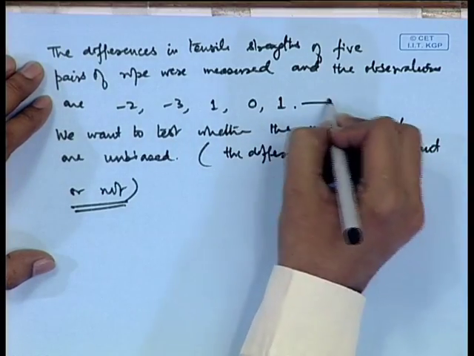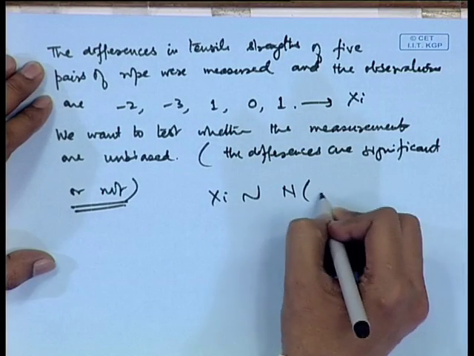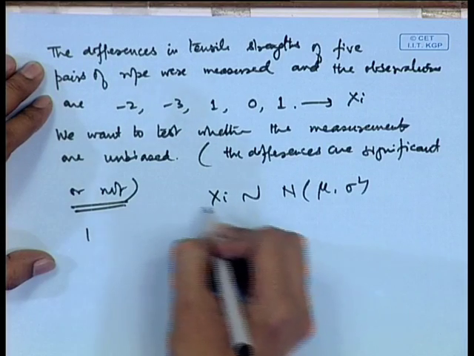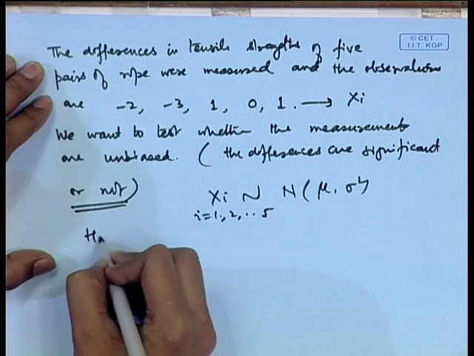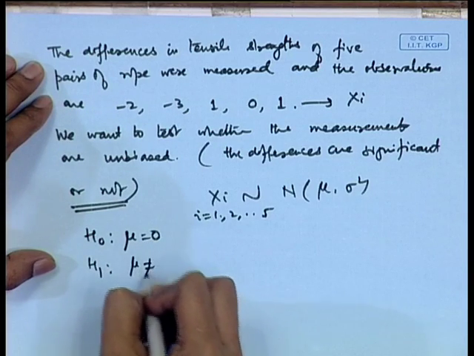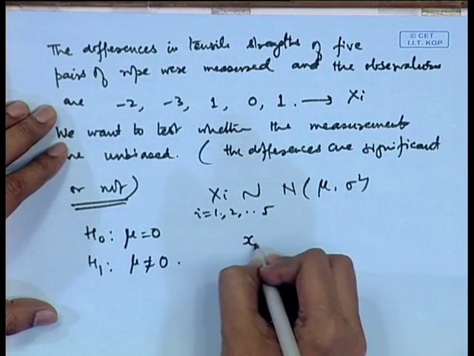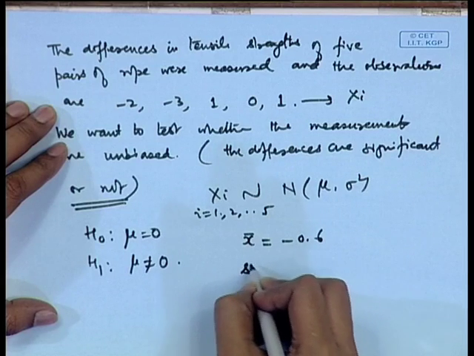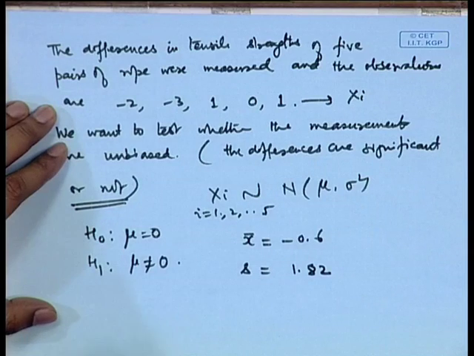So, if you consider these values to be say x_i's, we may consider the model x_i follows normal(mu, sigma square), and the testing problem becomes, for i equal to 1 to 5, H naught: mu is equal to 0 against H 1: mu is not equal to 0. Now, you see we need to calculate the mean etcetera. So, x bar is equal to minus 0.6 here, say standard deviation turns out to be 1.81, say 1.82.